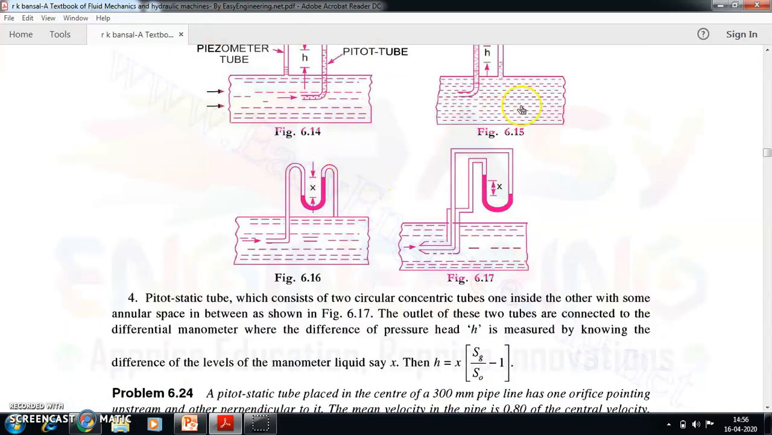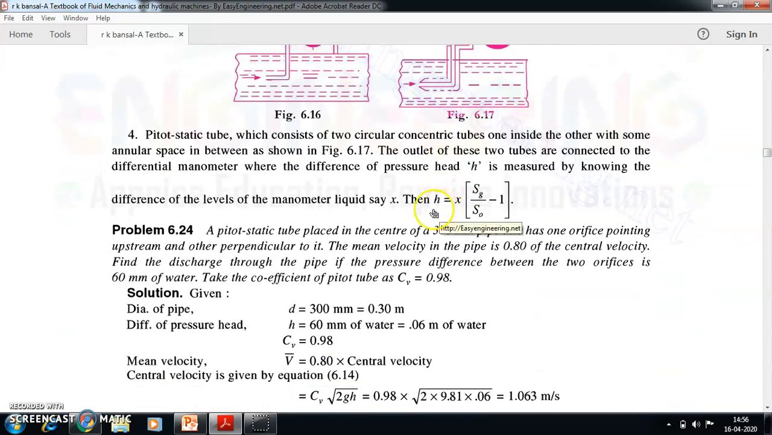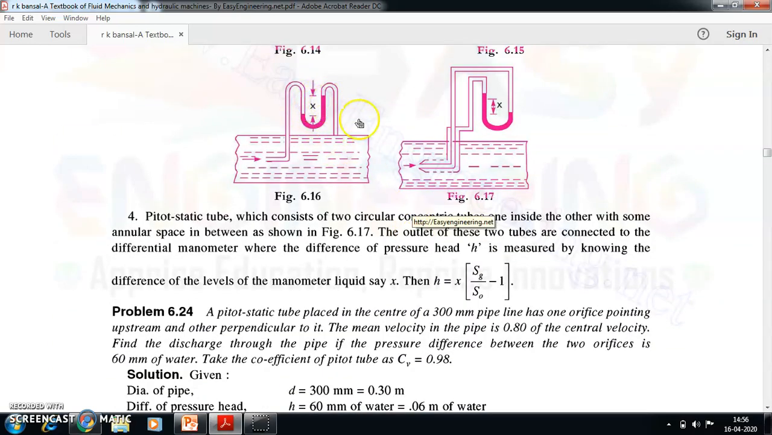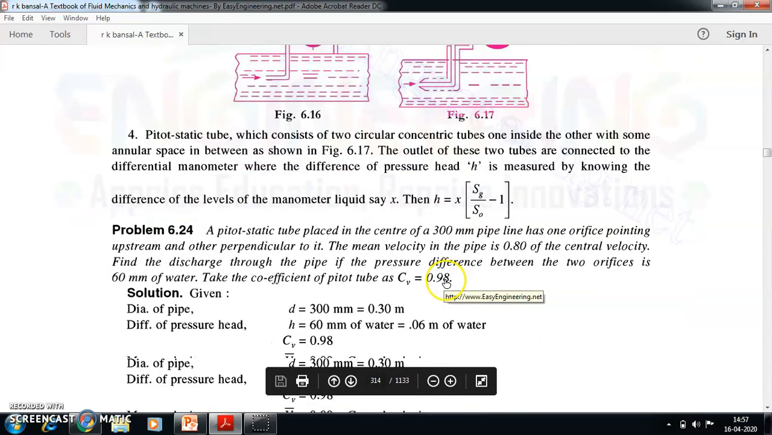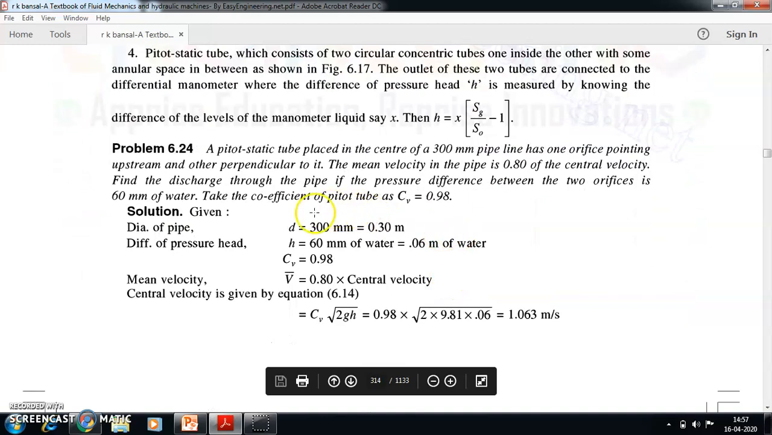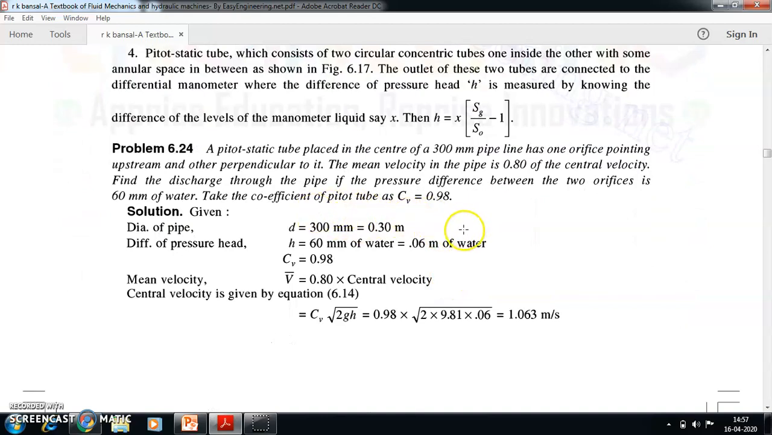These are the different arrangements of the Pitot tube and the pressure measurement devices that you can have. And you can find h if you are using the differential manometer. Then you can find h using your good old relationship which you used in the orifice meter and venturi meter, which is h equal to x, the manometer reading, into specific gravity ratio minus 1. So let us get into the numerical problems.